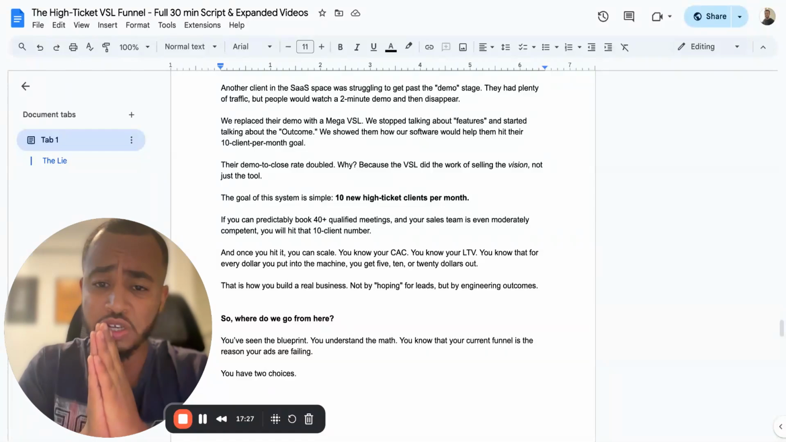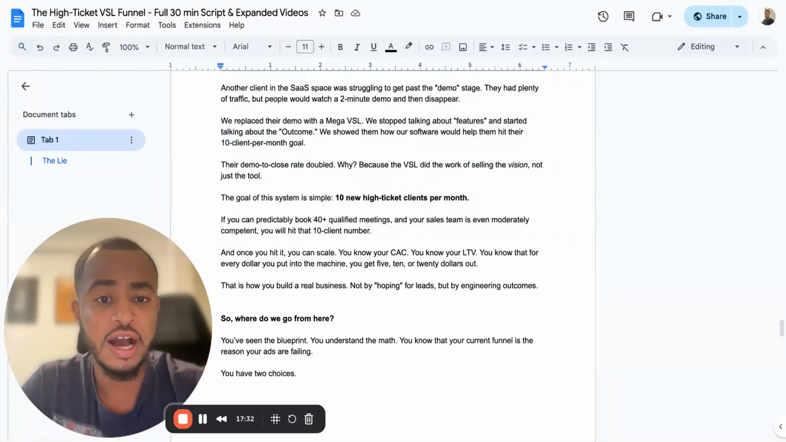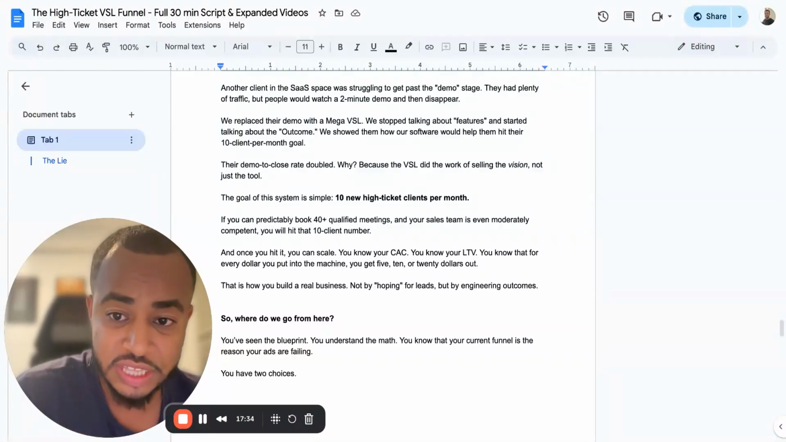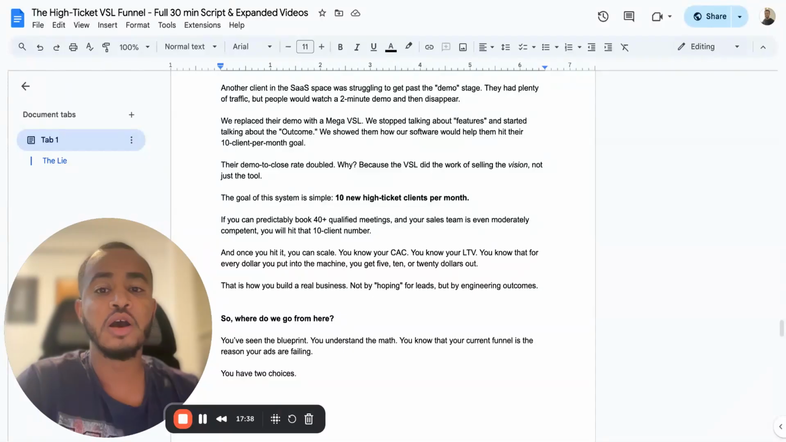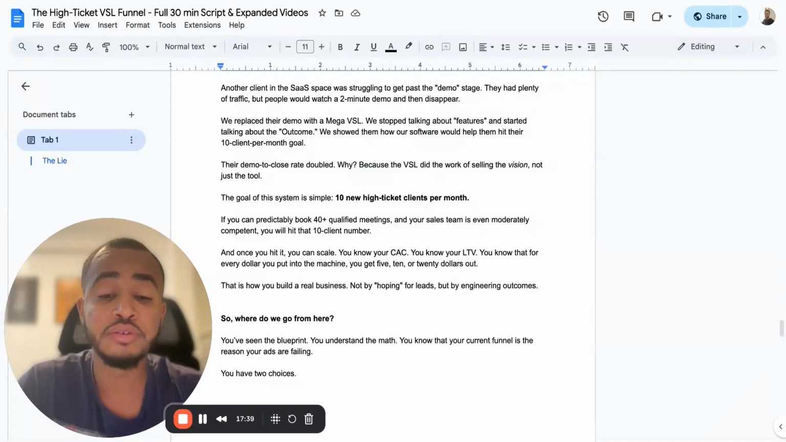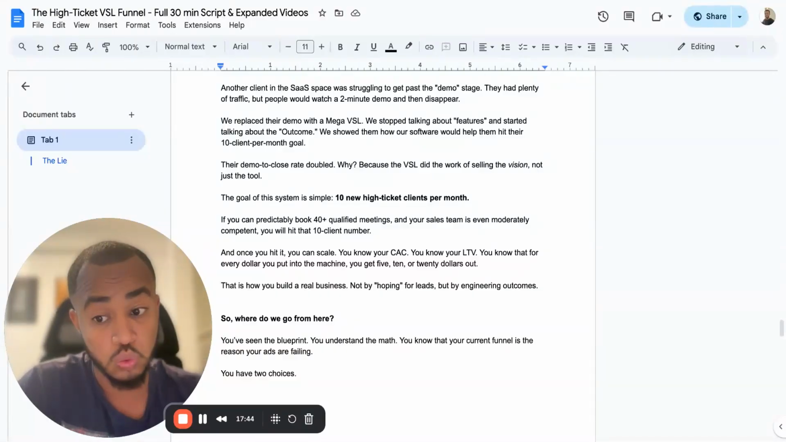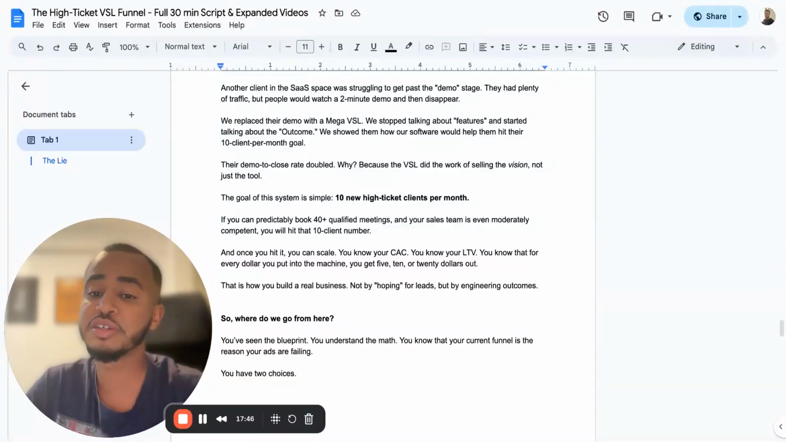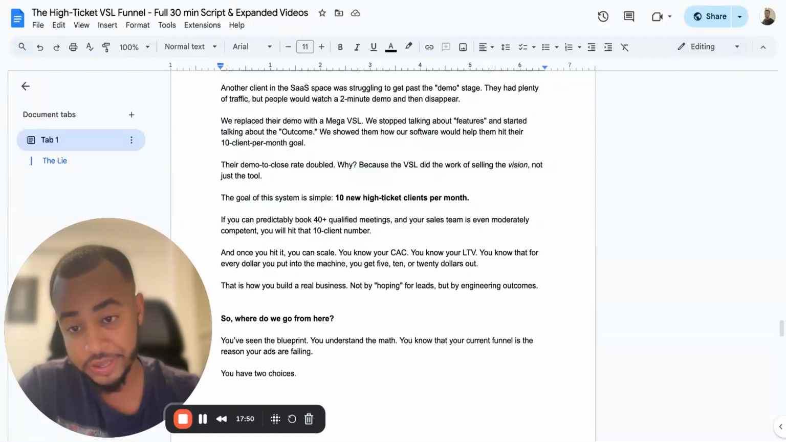Okay, we showed them how our software would help them hit their 10 client per month goal. Their demo to close rate doubled. Why? Because the vessel did the work of selling the vision, not just a tool. Okay, the goal of this system is simple: 10 new high ticket clients per month for a business.